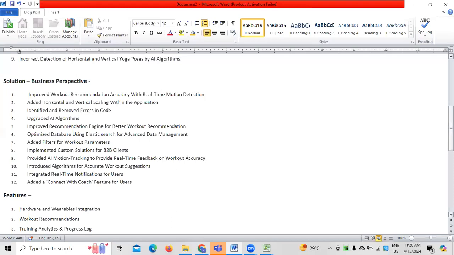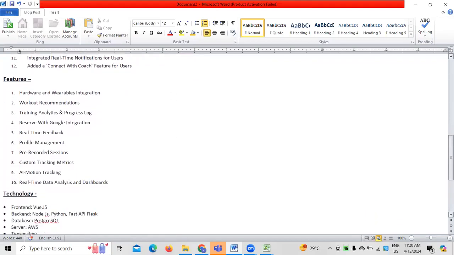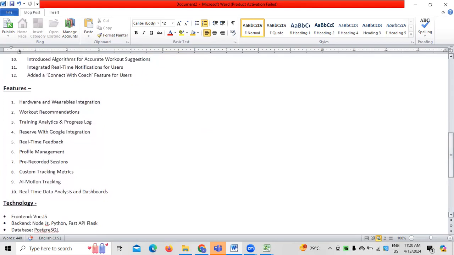Those will all be decided by them, but understanding the business perspective from the solution level is something we have to know. Next, we must know about the features. What are all the features available?